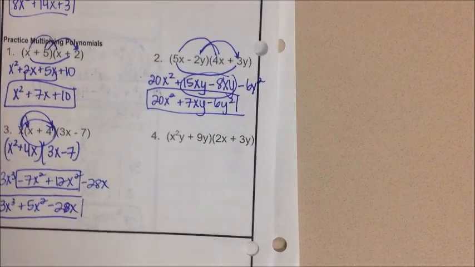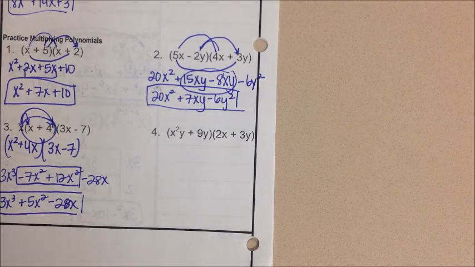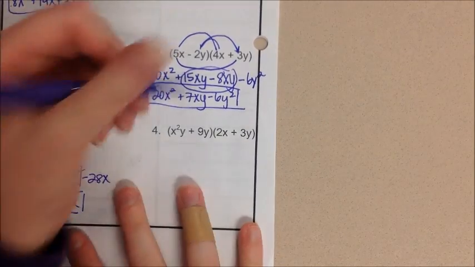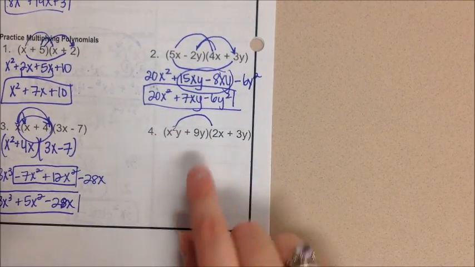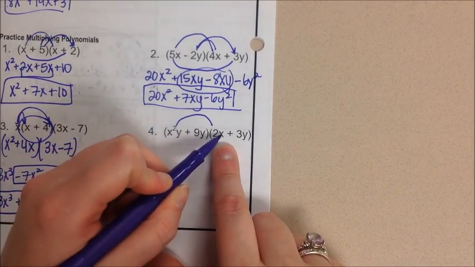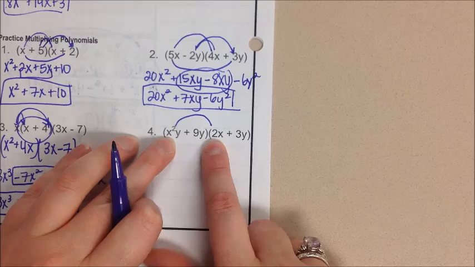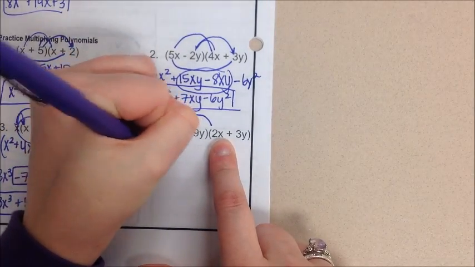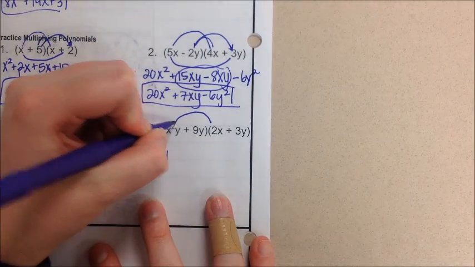Okay, last example on here. So we have x squared y plus 9y times 2x plus 3y. Still two binomials that I'm multiplying together, so I'm still going to use FOIL. Okay, so it just gets a little bit trickier with this one, but we can do it. So I have x squared y times 2x. So I know it's going to start with a 2 because this one doesn't have a coefficient. Then I have x times x squared, which is x cubed, and then I just have y.